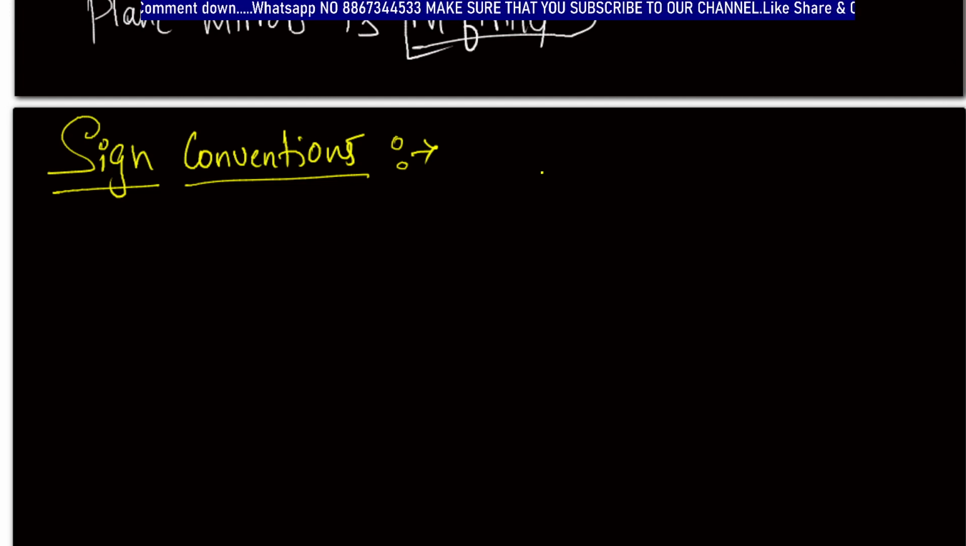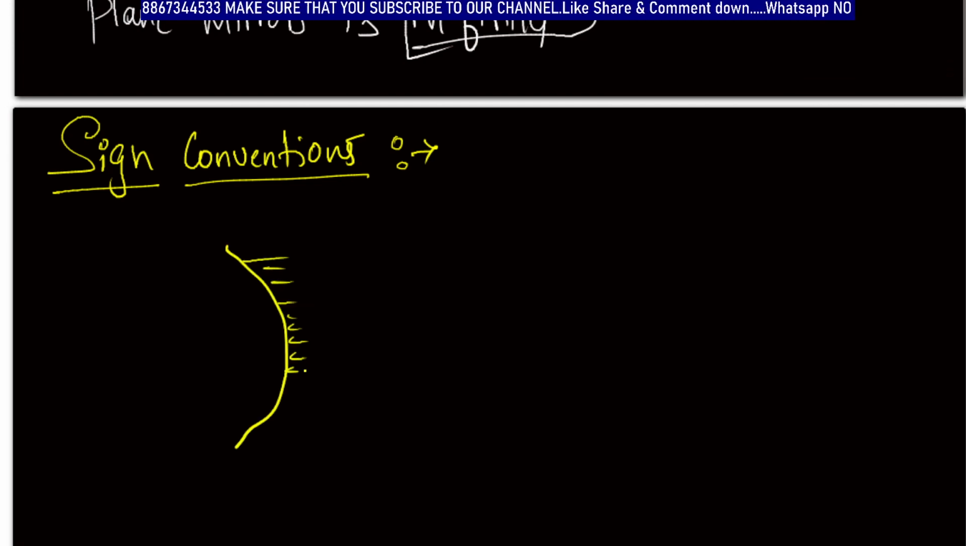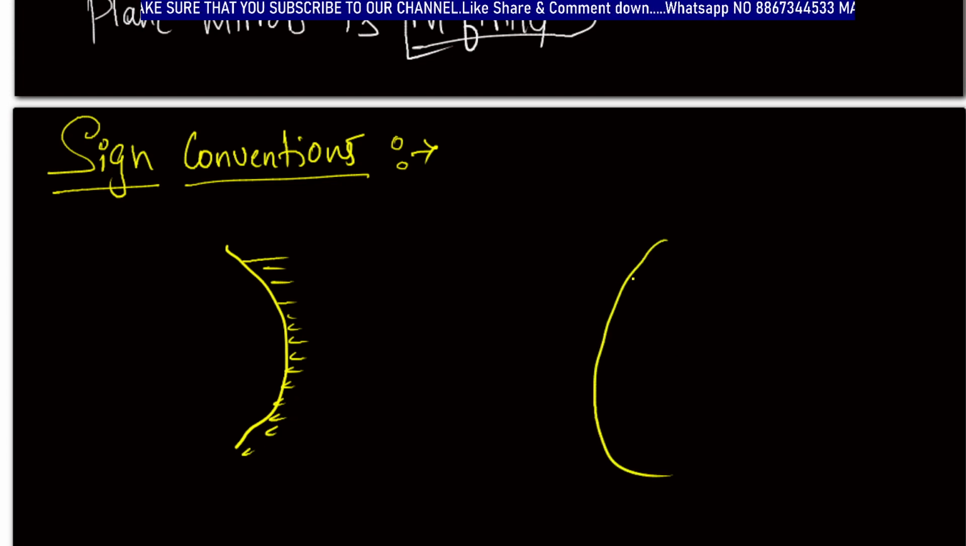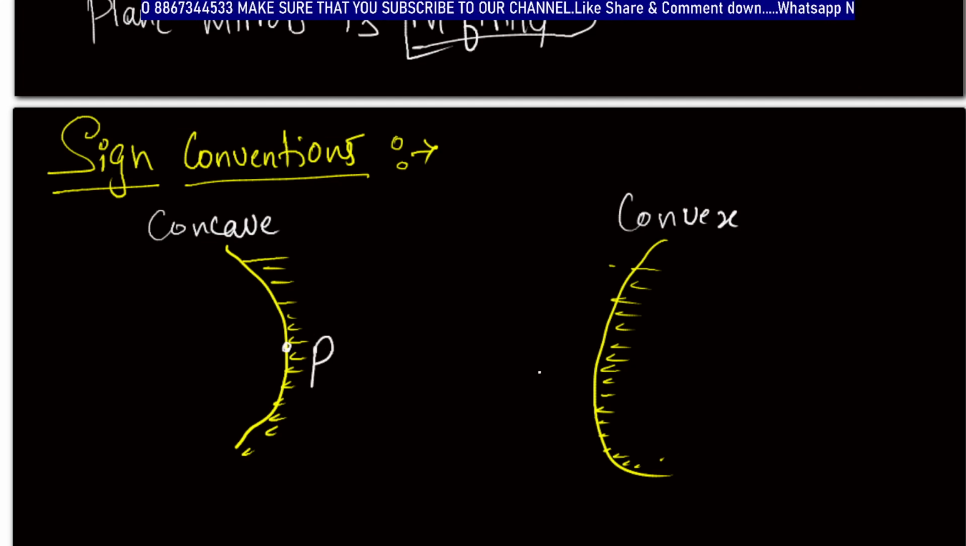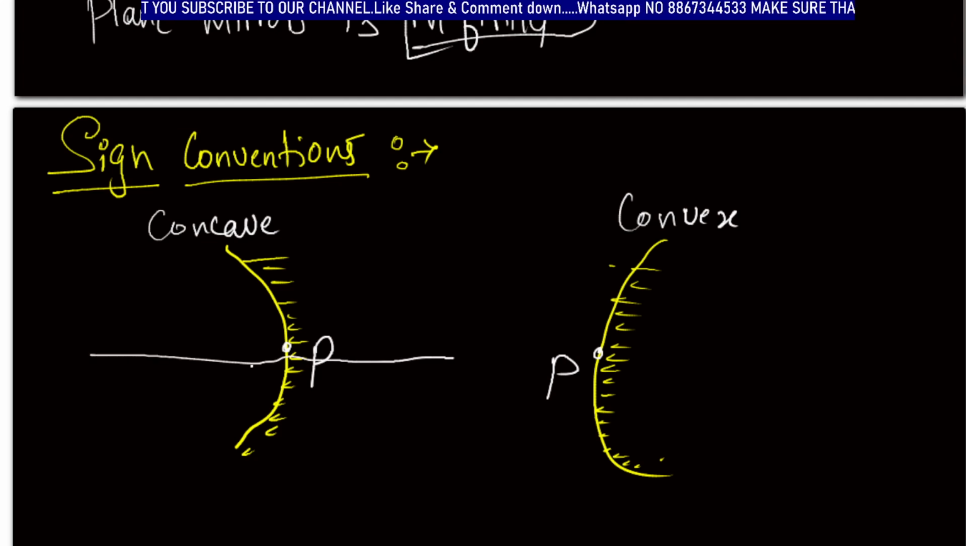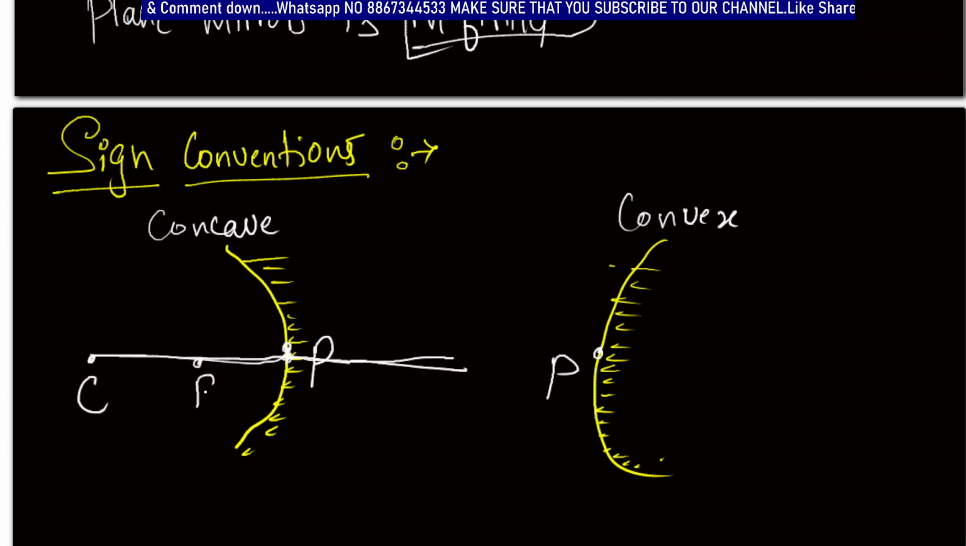So consider this is the concave mirror, and this is the convex mirror. This is the pole P, the center part of the mirror. This is the principal axis. This is the center C. This is the focus F.